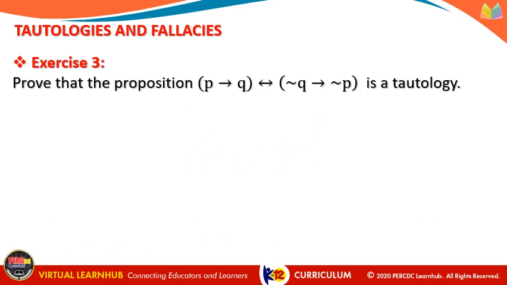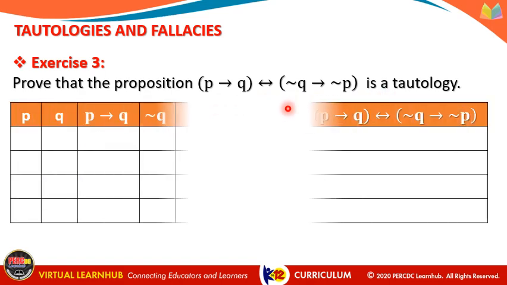Let's go to the third exercise. Prove that the proposition given is a tautology. The dominant connective here is the one for biconditional propositions. Therefore, what we are going to do is first, we will get the truth value of this conditional proposition, and we will also get the truth value of the second conditional proposition over here. And then after getting the truth values of each proposition, we can now perform the biconditional.